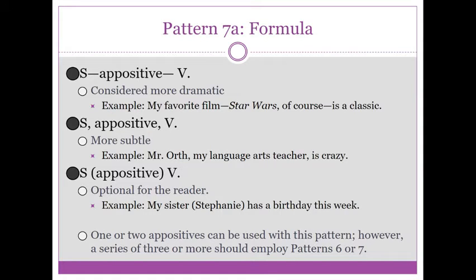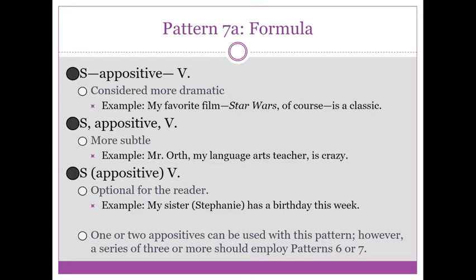So again, what we're doing is, as an appositive, we're renaming the subject or some other noun in the sentence. So: my favorite film, Star Wars, of course, is a classic. Again, your independent clause is my favorite film is a classic. You're naming that favorite film as Star Wars. The "of course" simply adds voice and style to the sentence, not required. But you can always add words like that, transitional words, connecting words, or style words or phrases.